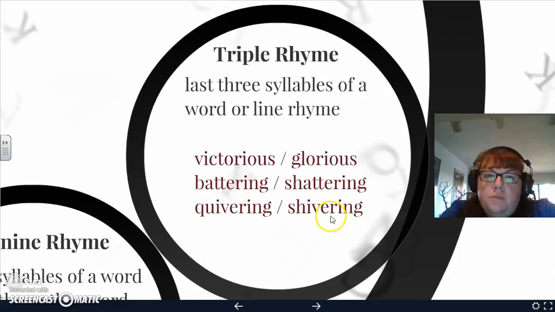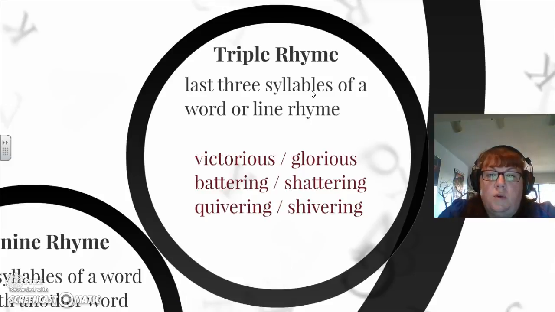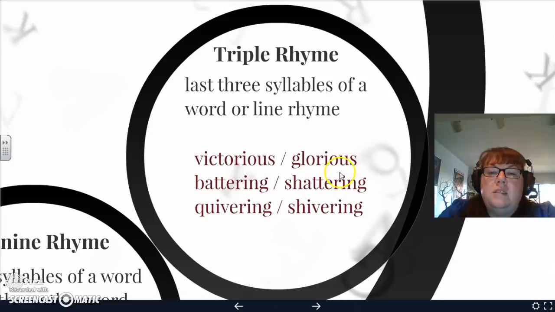The last one is a triple rhyme. This is where the last three syllables of a word or line rhyme. So it has to be all three syllables. The words can be longer than three syllables, and both words do not need to be the same number of syllables. So you could have a four-syllable word and a three-syllable word, but it's the last three syllables that are important. Okay? Victorious and glorious. The or, the i, and the us: you have or as one syllable, the i as one syllable, and the us as the other syllable. You get the same thing here. Battering and shattering. You have the at, the ter, and then the ing. Same thing in both. Quivering, shivering. You have the iv, the er, and the ing. So that gets you the three to make a triple.